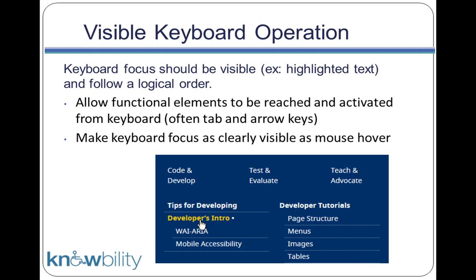The illustration on this slide shows that with a mouse, I get this yellow, the change in the color of the link, and a whole drop-down menu happens here. You want to be able to have that kind of action whether you're using a mouse or a keyboard. So if I tab to that menu item, I want the same color change, I want the same drop-down, and this is a very, very common error.